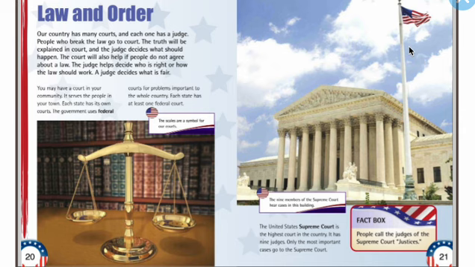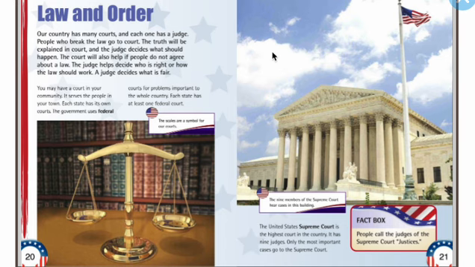So, law and order. Our country has many courts, and each one has a judge. People who break the law go to court. The truth will be explained in court, and then the judge decides what should happen. The court will also help if people do not agree about a law. The judge helps to decide who is right and how the law should work. A judge decides what is fair.